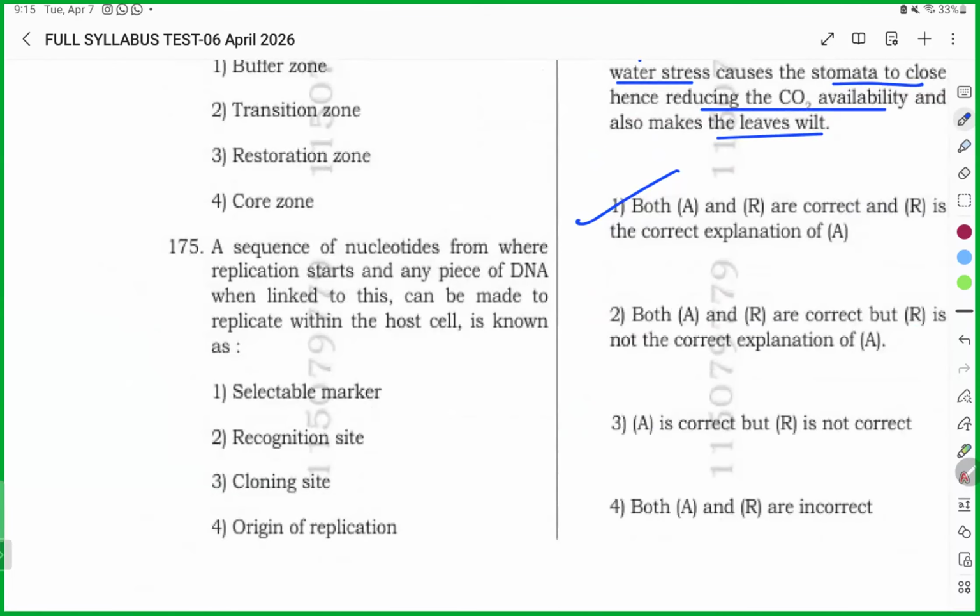Very basic, but still we'll do this. What is your answer? Anybody can answer. So obviously origin of replication. Option 4.